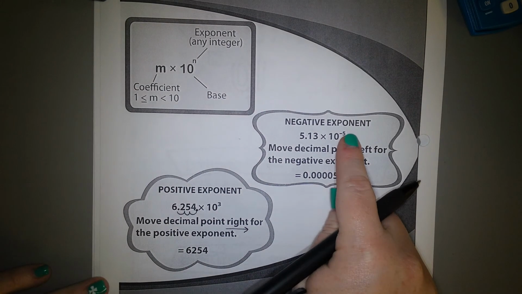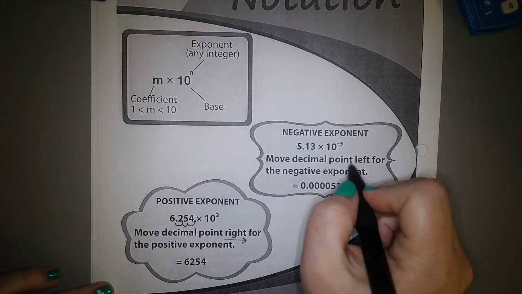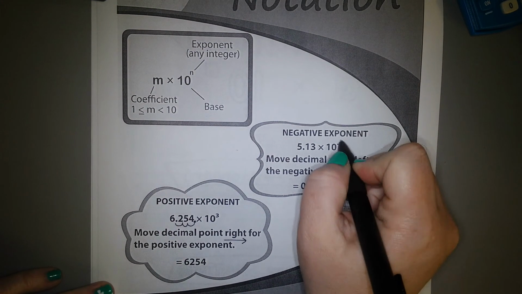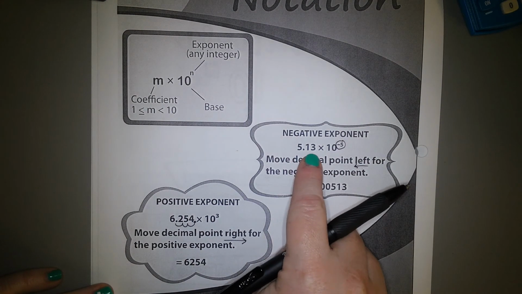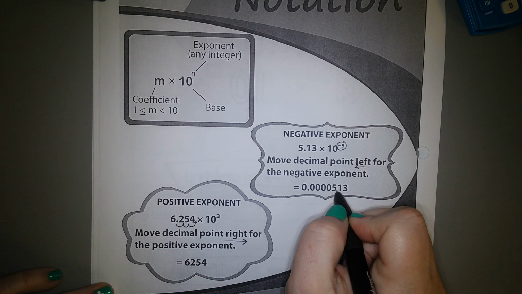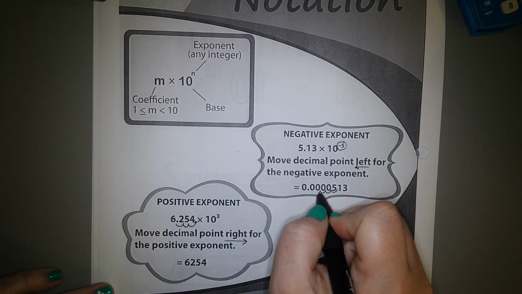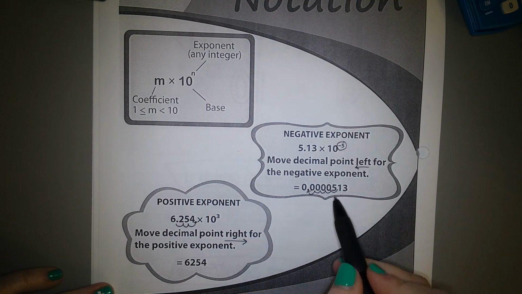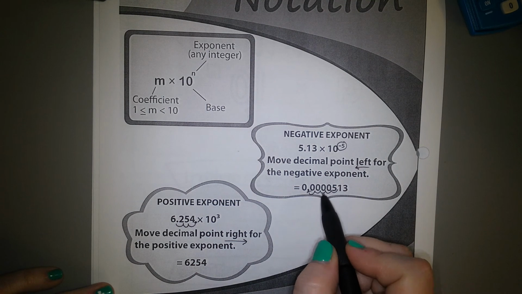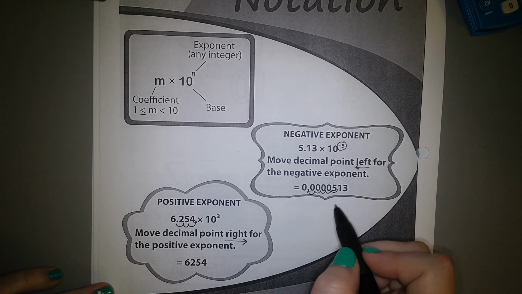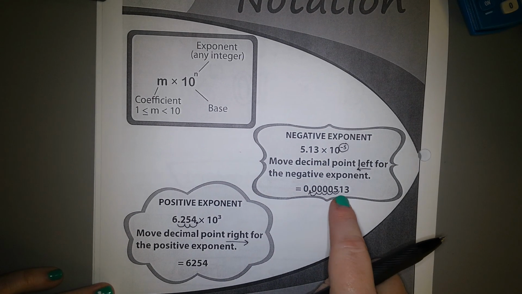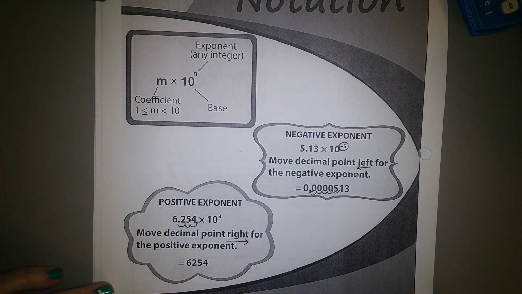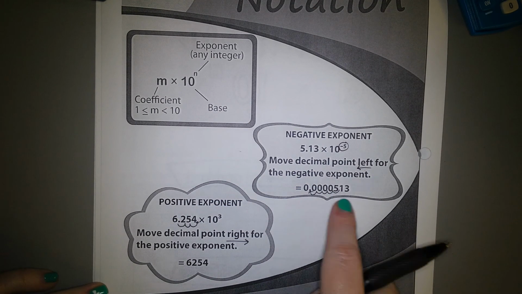For negative exponents, it means you have really small numbers. Your decimal is going to move to the left however many times your exponent says. So in this case, we have 5.13, moving it 5 times. 1, 2, 3, 4, 5. Gives us tenths, hundredths, thousandths, ten-thousandths, hundred-thousandths, millionths, ten-millionths. So 513 ten-millionths would be that number, which is not the easiest to say, or even takes a lot of thinking to know what you're doing.